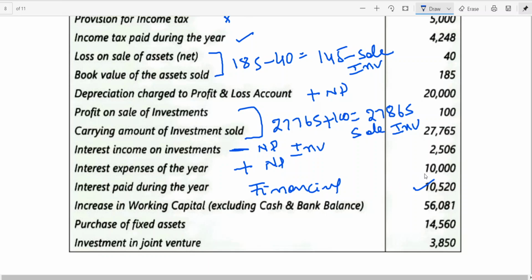10,000 rupees has been debited to P&L account, so to get back cash generated from operating activities, this 10,000 rupees is to be added back to net profit. But if suppose this 10,520 is not given, then we can assume that interest expense of the year has been paid, then we could have taken 10,000 as interest paid. So if interest paid separately has been given, how much we should take? 10,520. Next, increase in working capital. Increase in working capital means current assets minus current liabilities.